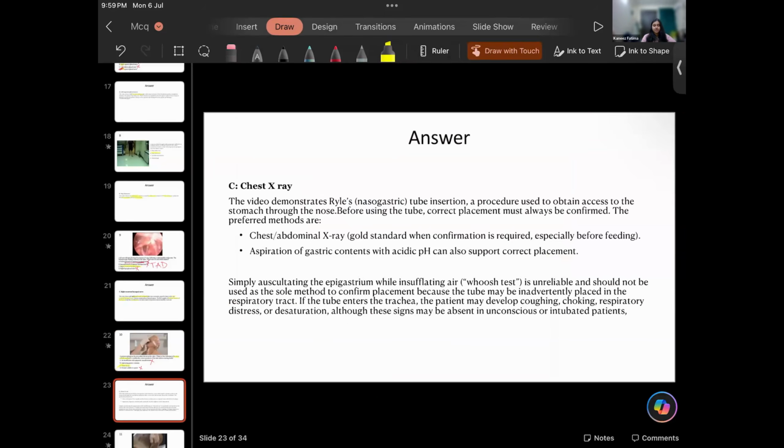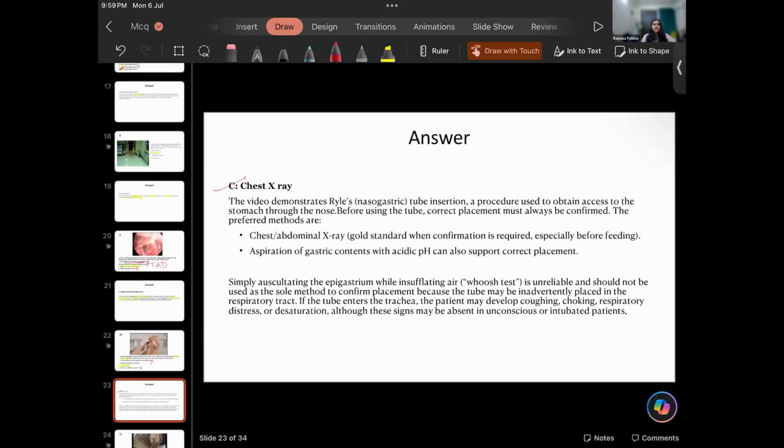Now we will read the explanation. Chest X-ray. The video demonstrates a nasogastric tube insertion, a procedure which is used to obtain access to the stomach through the nose. Before using a tube, the correct placement must always be confirmed.